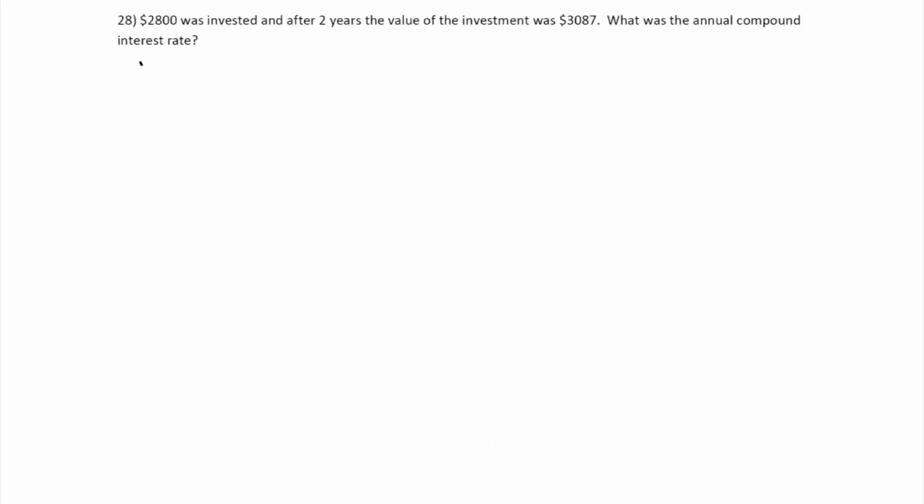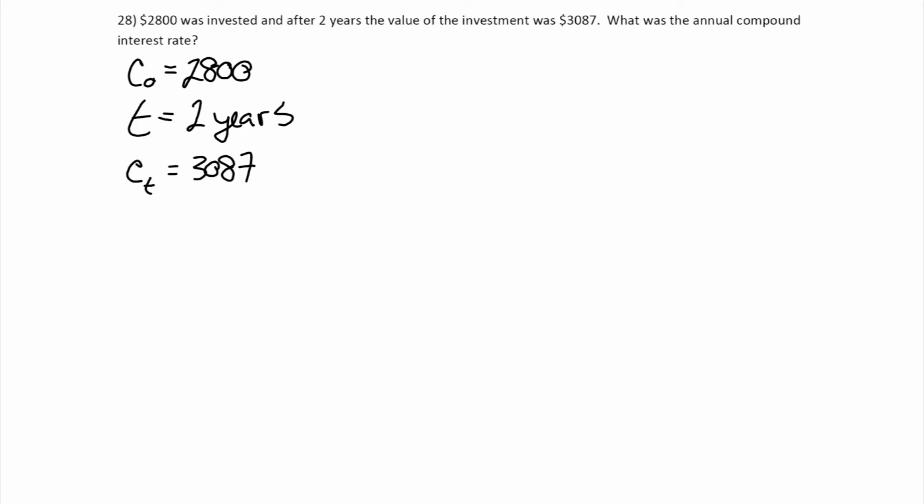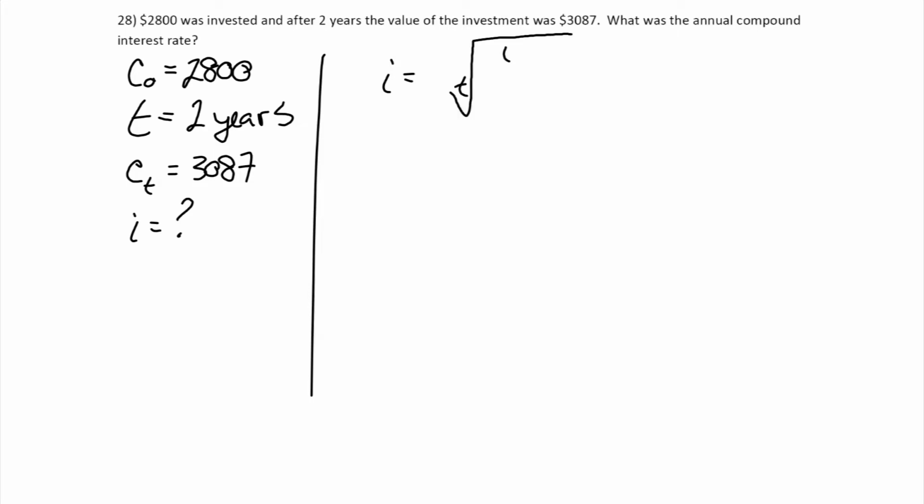$2,800 was invested. That tells us that's our C0. And after 2 years, there's our term, the value of the investment was 3,087. That's our CT. What was the annual compound interest rate? We're looking for I in this case. Using the formula for I, which is equal to the T root of CT divided by C0, and then we subtract 1 from that.